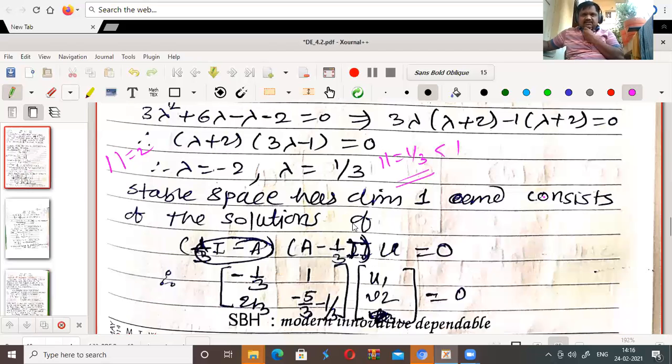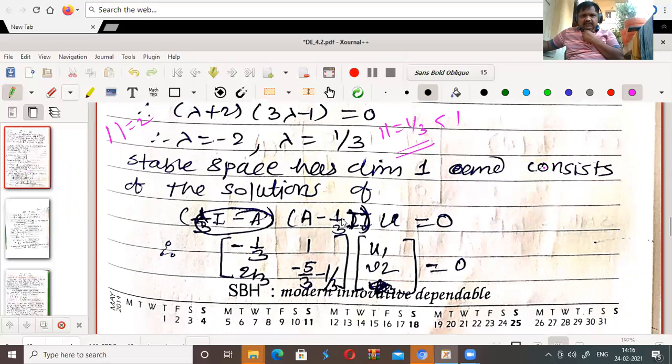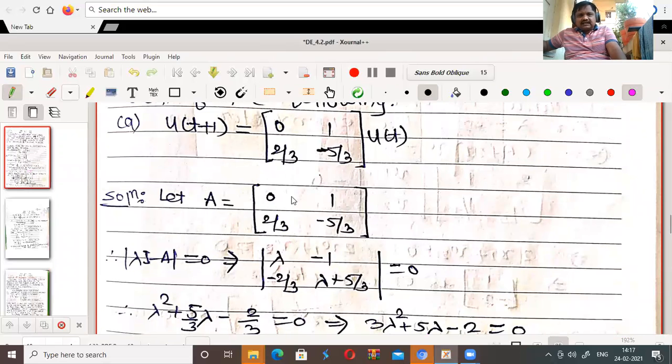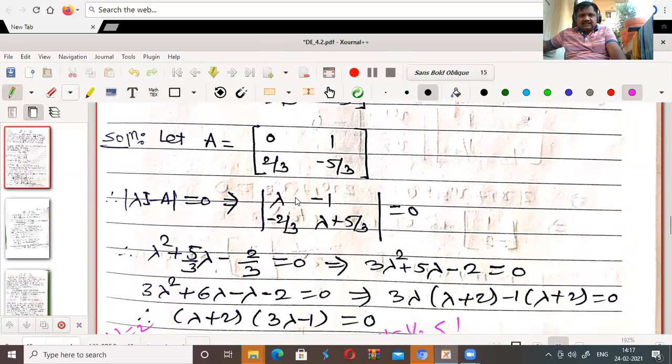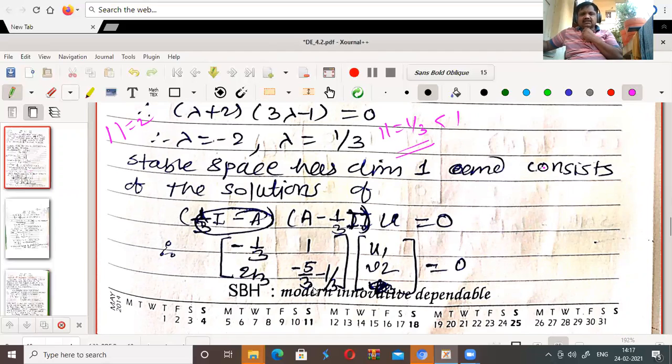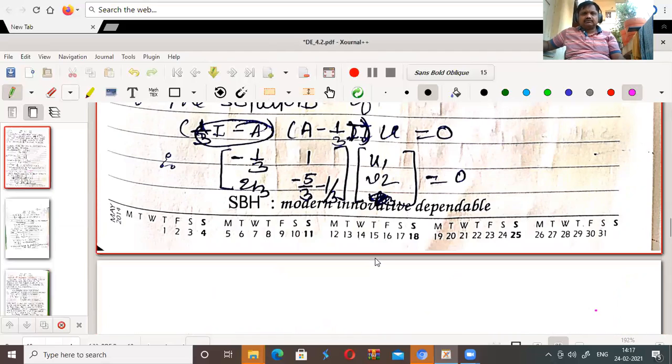So the stable subspace has dimension 1 and consists of the solutions of A minus 1 by 3 I operating on V equal to 0. Why A minus I? A is 0, 1, 2 by 3, minus 5 by 3, minus lambda I, where lambda is 1 by 3. So we get minus 1 by 3, 1 as it is, 2 by 3, and minus 5 by 3 minus 1 by 3, operating on V1, V2 equal to 0.